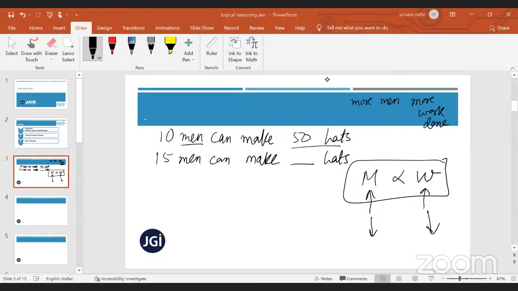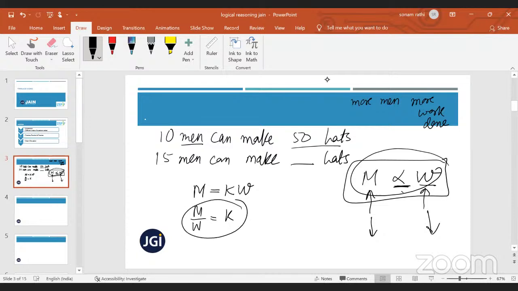Okay. So now I will try to put this in terms of a formula. Let's see how to make the formula. Whenever a proportionality sign is there, you write equals to and introduce a constant. So now I can say M upon W is constant in the question. It means men upon work should remain the same. So I can formalize it: M1 upon W1 is equals to M2 upon W2, right?